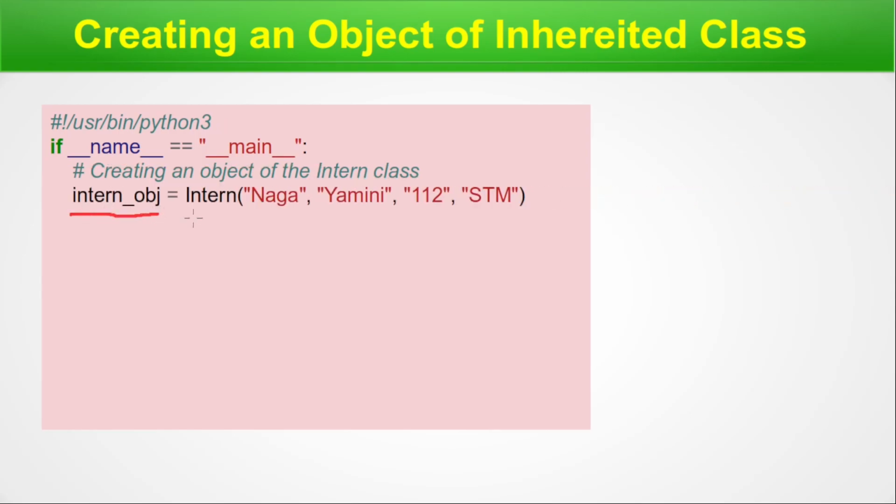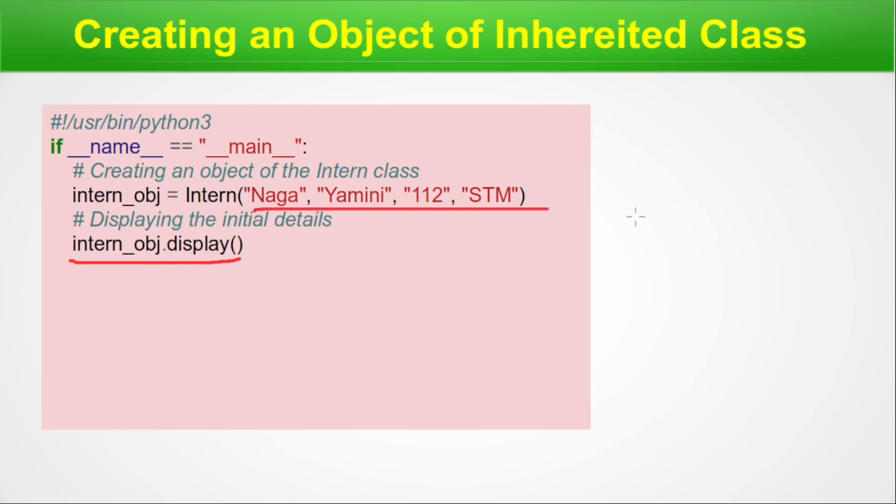Intern obj is intern, then we write naga, then yamini 112 and stm. So this is the company name which is extra from the previous one. This student has got an internship in this particular company. We are giving it here. Displaying the initial details. So intern object dot display, if we write this, it will print all these details which we have just given through the object creation.